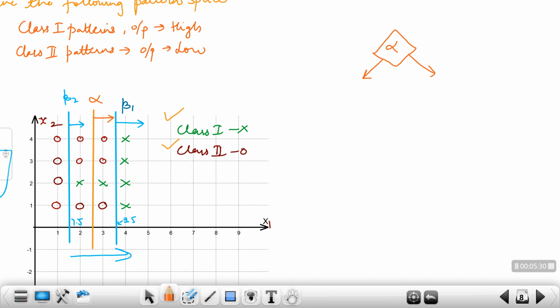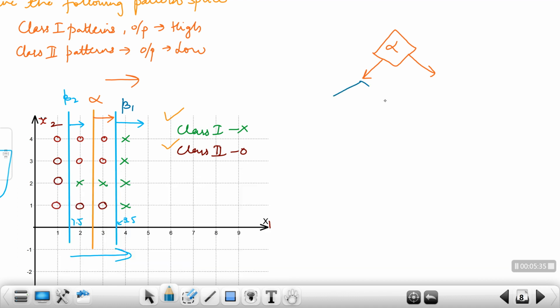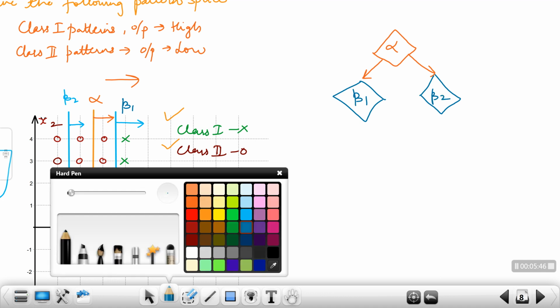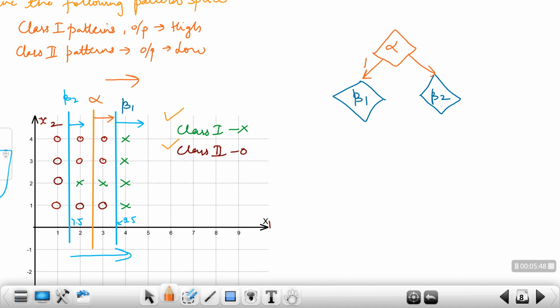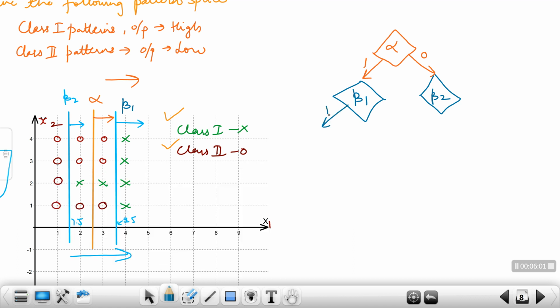Now on the positive side of alpha, that is this side, we have taken beta 1. So this is the second decision node, the child node of alpha, and there is beta 2. If the output at alpha is 1, then it will go towards beta 1. If the output at alpha is 0, it will go towards beta 2. At beta 1 and beta 2, again you can proceed in two directions, this side and this side. Similarly here also you can proceed this side and this side.